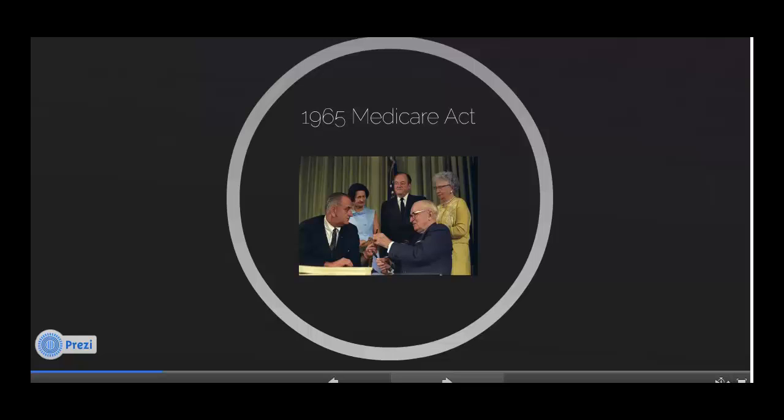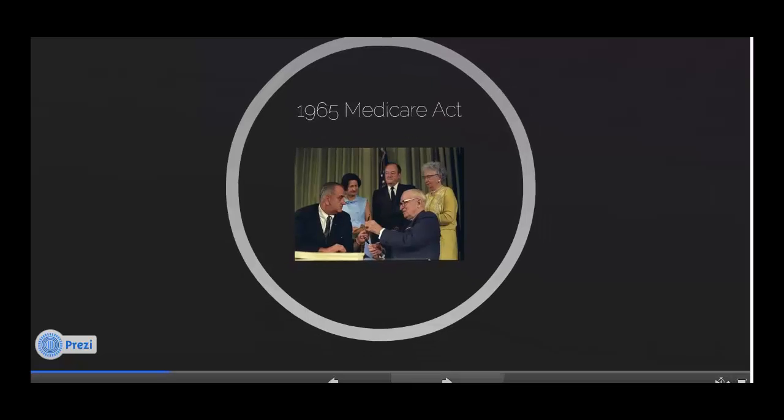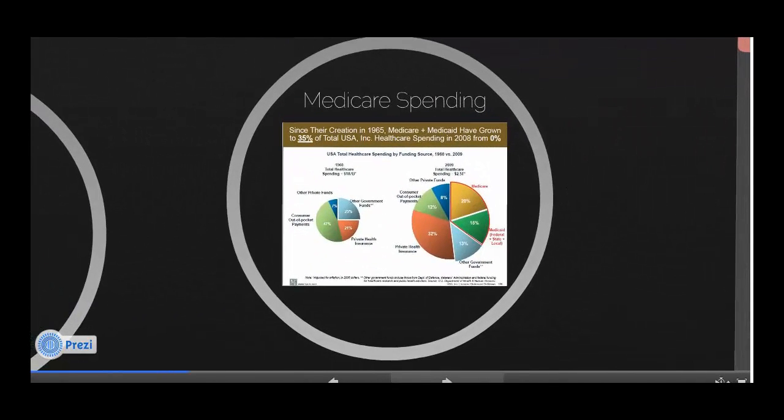There were two parts. Part A covered hospital services. Part B covered doctor services. This further evolved into two types of Medicare: Medicare Original and Medicare Advantage. Original is provided by the government, and Advantage is provided by private insurance companies contracted by the government.